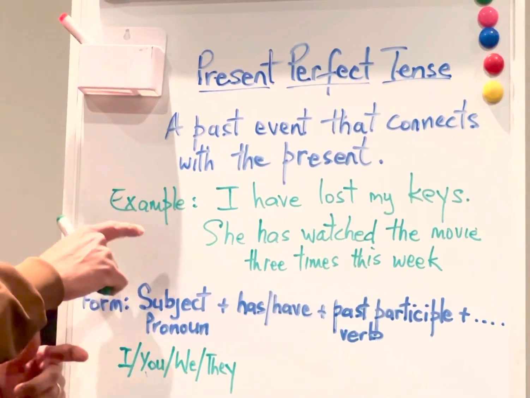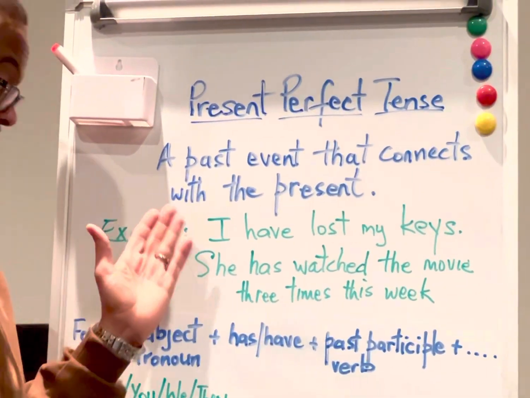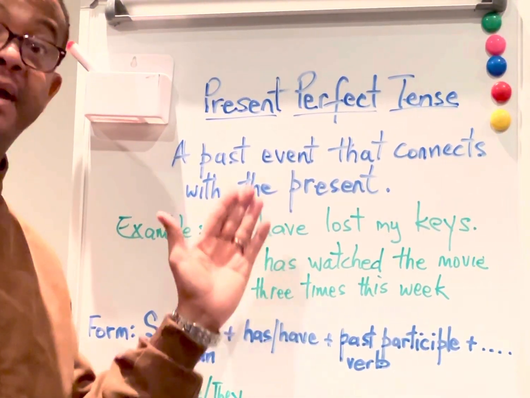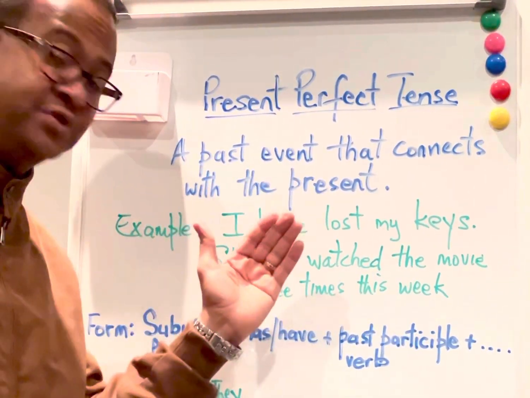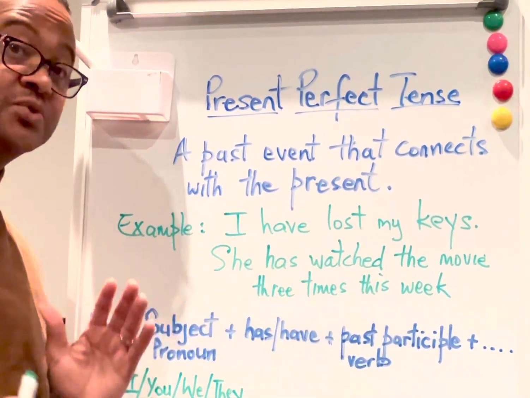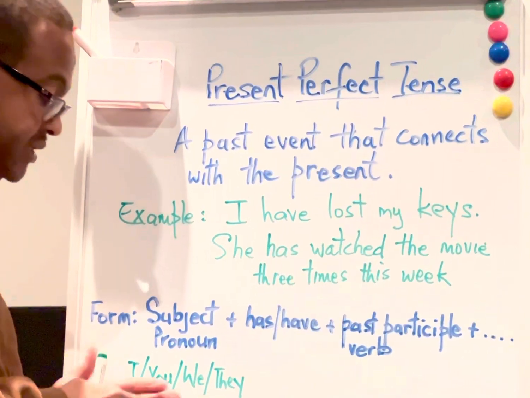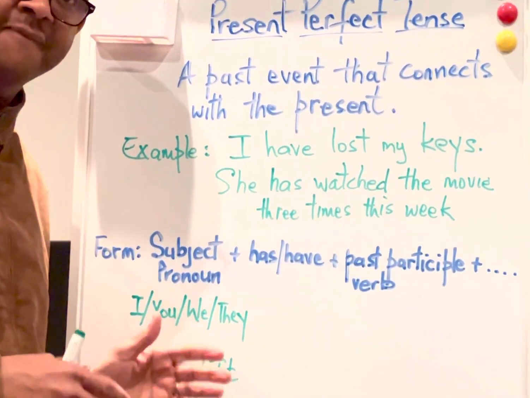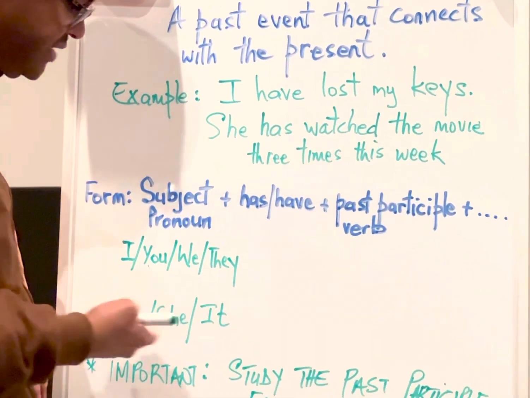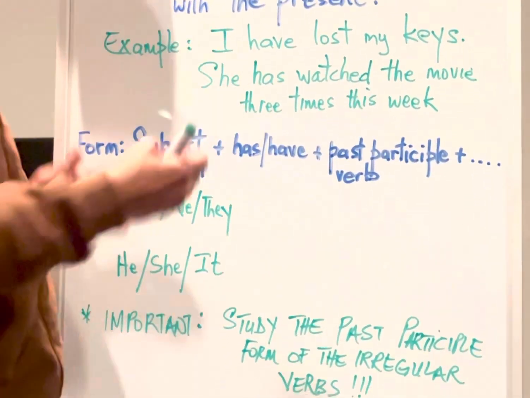Let's go back to our example. I, subject pronoun, have, in this case, the auxiliary verb, have. I have. You don't say I has. It's I have. You only use has for he, she, it. Okay? He, she, it, verb plus s. Always remember that. So in this case, he, she, it has, H-A-S.